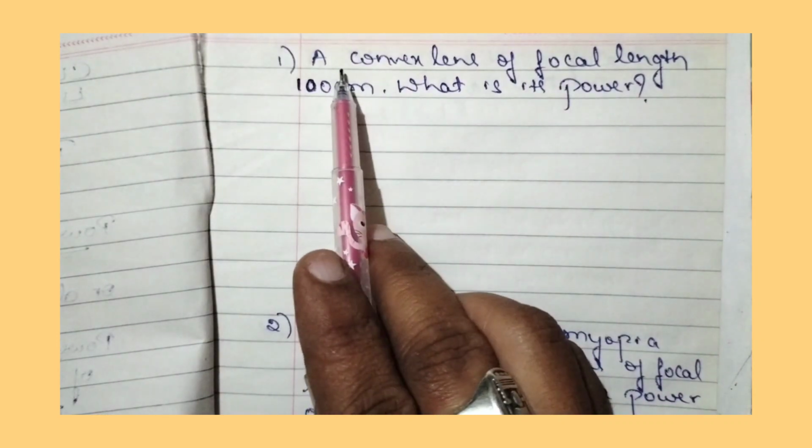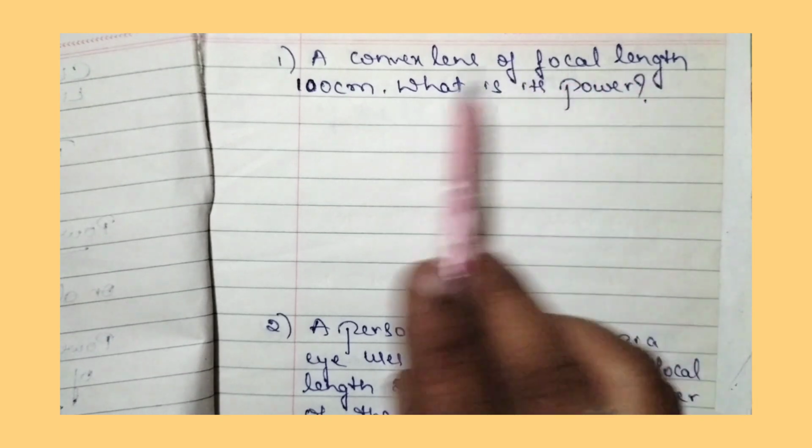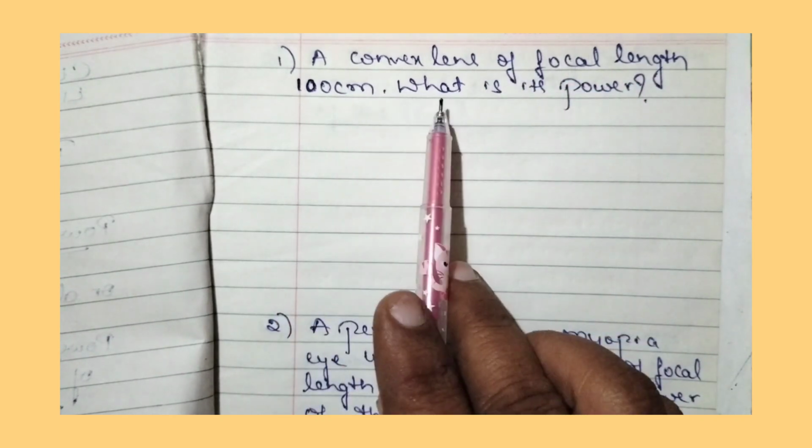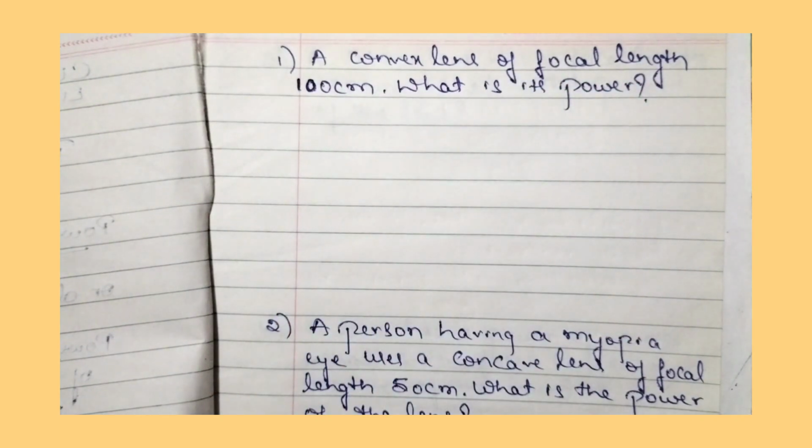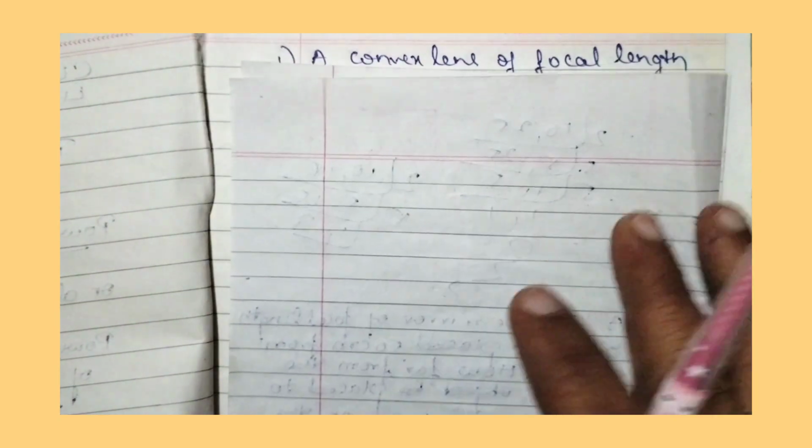So now, a convex lens of focal length 100 centimeter, what is its power? So there is a convex lens, and its focal length is given as 100 centimeter. What do we have to do now? We have to find out the power. So what is the focal length that is given?